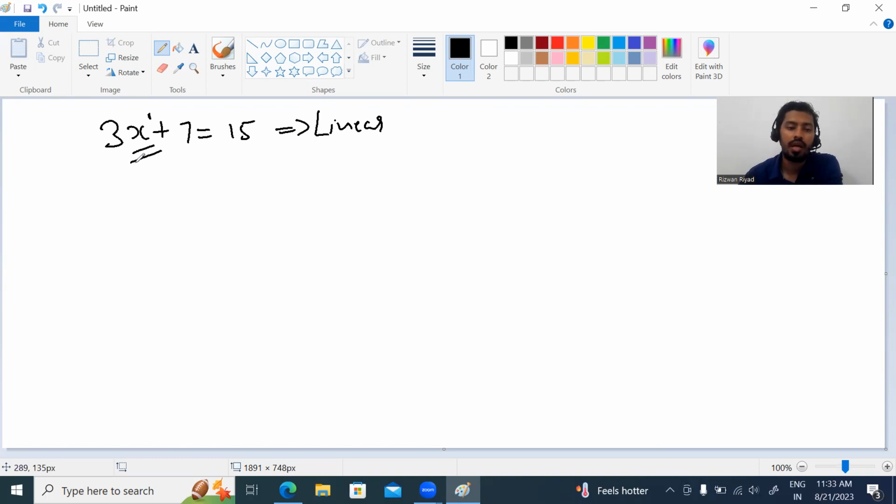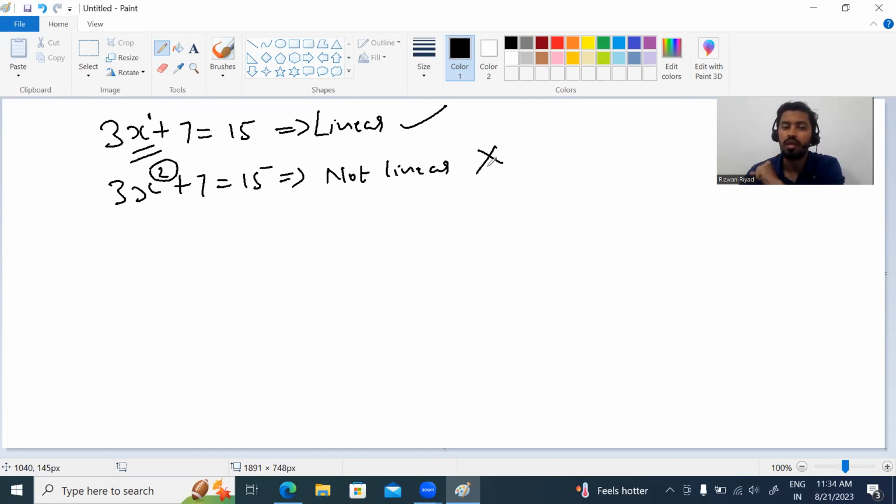Now let's take another example. 3x square plus 7 equal to 15. Suppose this is our equation. Is this linear? No, this is not linear. Why is it so? Why is this not a linear equation? Because look at the exponent here. It is 2. It is x raised to 2. So this is not a linear equation. We want x raised to 1 only. Such equations are known as linear equations. So this is linear and this is not a linear equation.